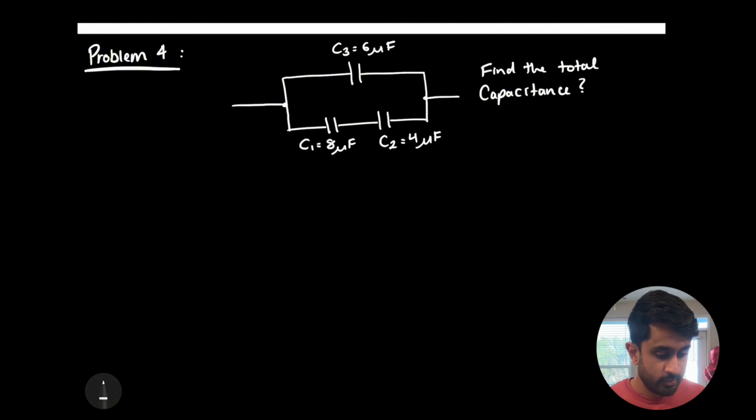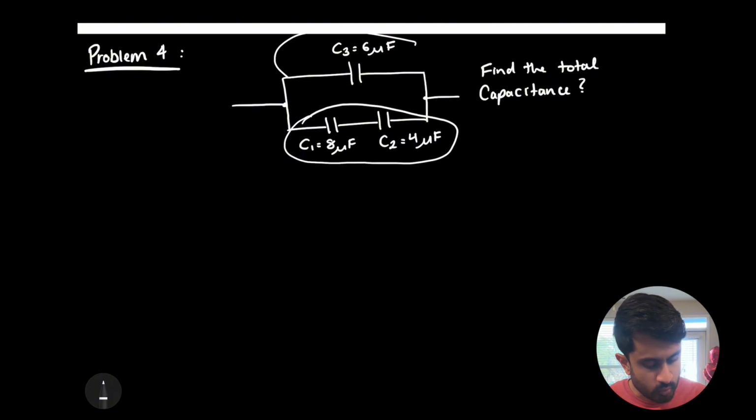In this case, we have 3 capacitors, capacitor 1 being 8 microfarads, capacitor 2 being 4 microfarads, and capacitor 3 being 6 microfarads. All we need to do is simply find the total capacitance. So, as I mentioned before, we first need to combine the series capacitances, meaning an equivalent capacitance of this branch right here, and then combine that with the parallel branch C3, turning it into about a 2-step problem. So, let's deduce what our answer is.